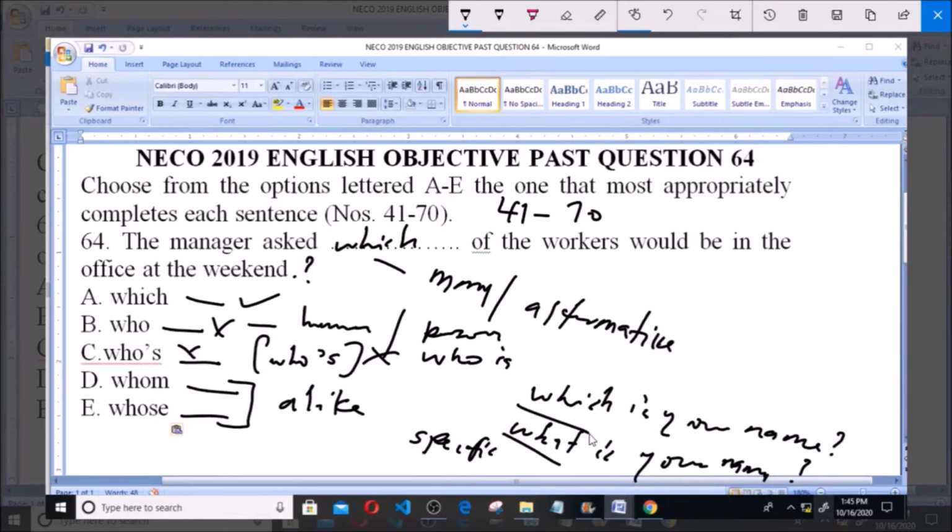Then which means that there are many options that are available in respect of the question asked with which. And that's why if you look at workers, there is s, so it is in plural form. The word workers is in plural form. That tells you that there are many. And that is the reason why we say which is the correct pronoun to be used in this expression. So option A is correct.